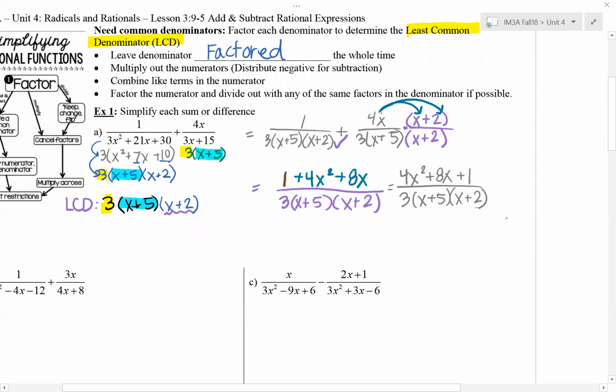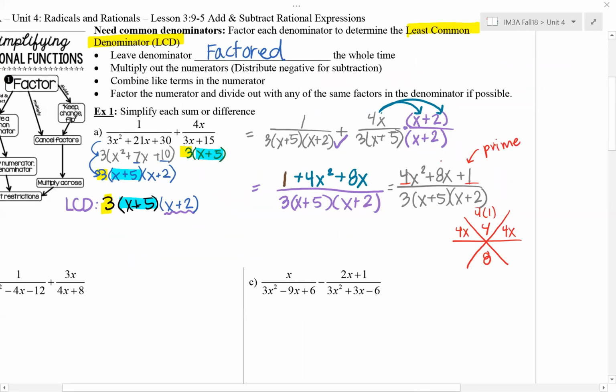So if I was doing this, I would need to use the star method or the product sum because of that 4, right? So I have to split up my 8x because a is not 1. So I'm going to multiply 4 times 1, which gives me 4. So I would need two numbers that multiply to 4 and add to 8. And since I can't do that, that means that this guy here is prime, which means that I can't do anything else.